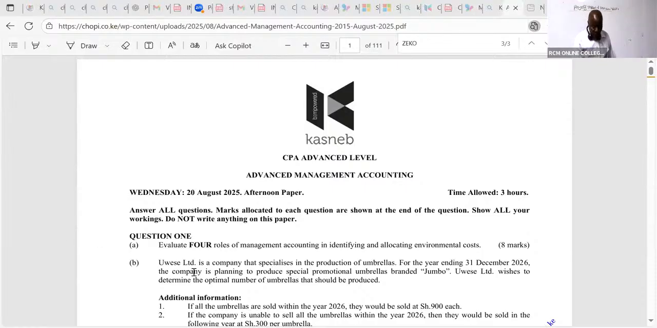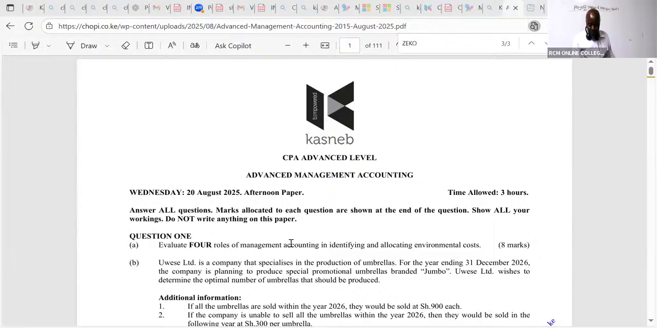So here we are. August 2025, question number 1. Have you gotten the question already? This was a very easy question. Those of you discussing LM, focus here. Let's focus on this first.